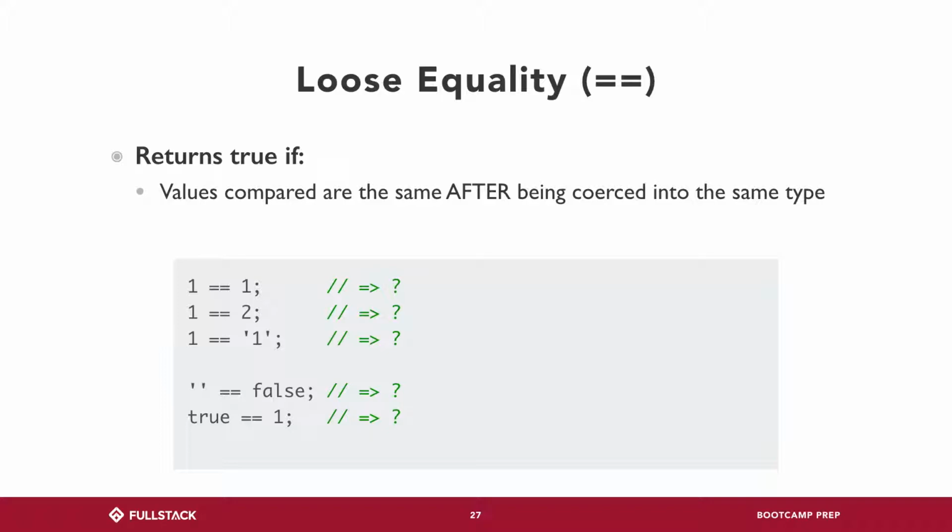Or now that we're both the same type, are we equal? Okay. So 1 and 1 obviously is equal, right? It would be equal with triple as well, because by definition it would still be equal if you relax the restrictions. 1 and 2 will never be equal. One number and one string equal. So far makes sense. Empty string equals false. That's true because both values are falsy. And then is true equal to 1? That's true as well. Okay.